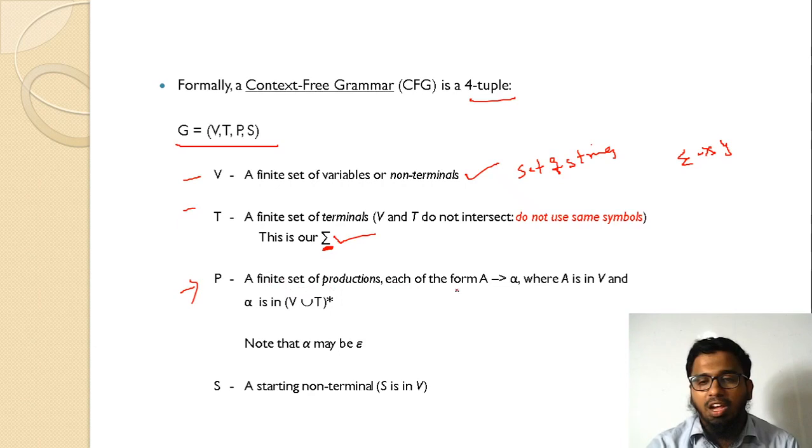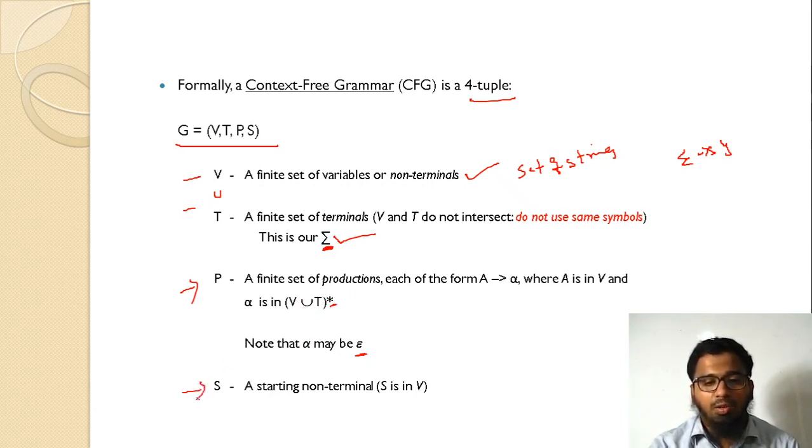This is the production. Each is of the form A goes to alpha, where A is in V and alpha is in (V union T) closure. Note that alpha may be epsilon. So what is the production rule here? Here it is (V union T) closure.